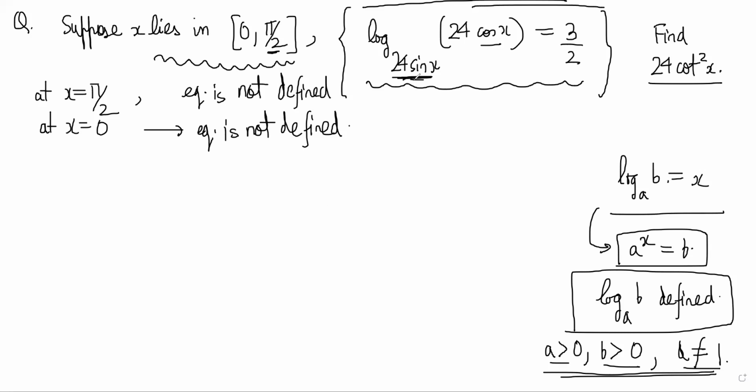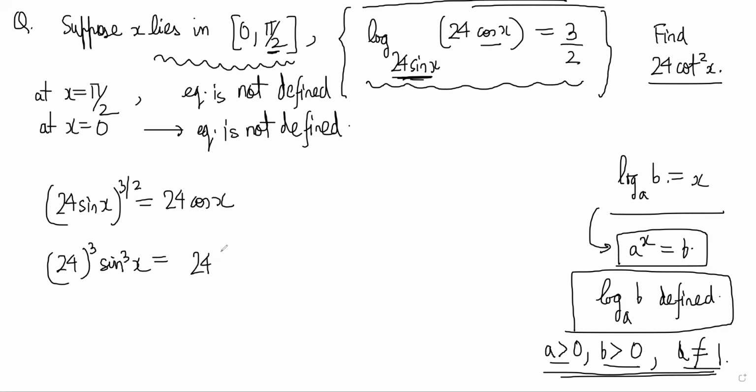Yes, sir. So apply the basic definition of logarithm now. You can say (24 sin x) power 3 by 2 should be equal to 24 cos x. And if you square it, you will get 24 cube sin cube x is equal to 24 square cos square x, right? Yes.